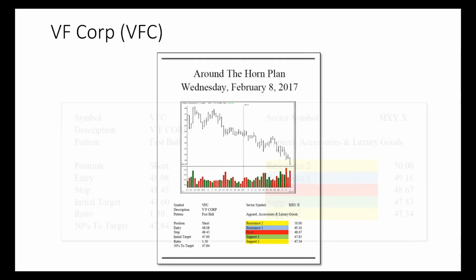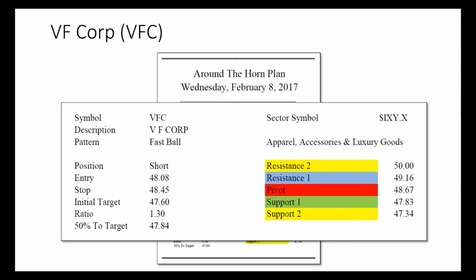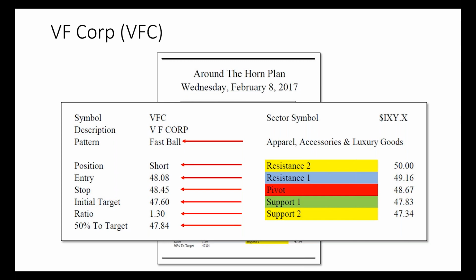Here's VFC, same thing, right? We've got a fastball short side setup, right? 48.08's the entry. We know that's 10 cents below the low of that big daily bar. 48.45 is our stop loss. That's from an intraday 5-minute chart. 47.60 is the initial target, right? We know that's from a daily chart. Ratio 1.3 to 1. If it gets down to $47.84, we're moving our stop to break even.